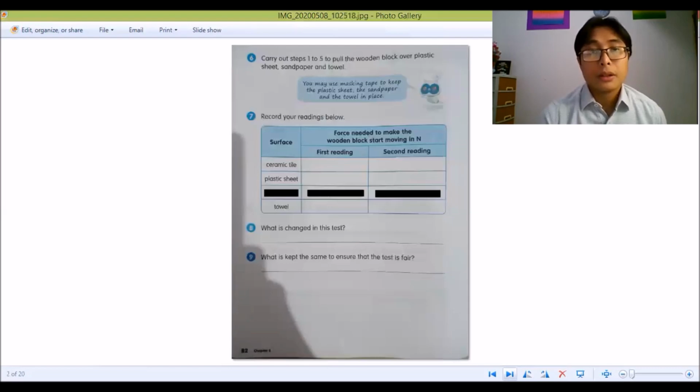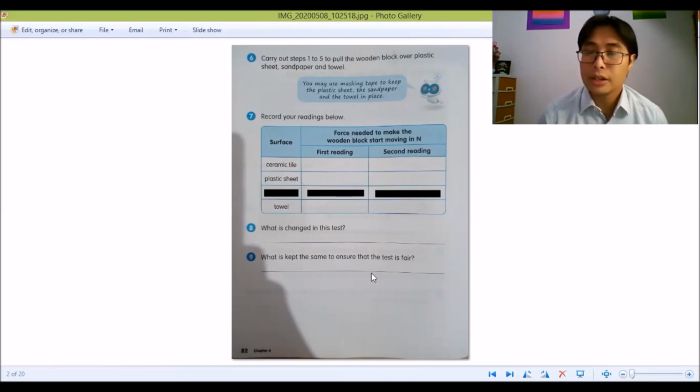So step 6, carry out steps 1 to 5 to pull the wooden block or the shoebox that I'm going to use over plastic sheet, sandpaper, and towel. So as you can see here, I removed sandpaper in the table because I don't have sandpaper. So I'm just going to use ceramic tile, plastic sheet, and towel. So only these three surfaces. So after I show the demonstration, write all the results here and then answer the following question.